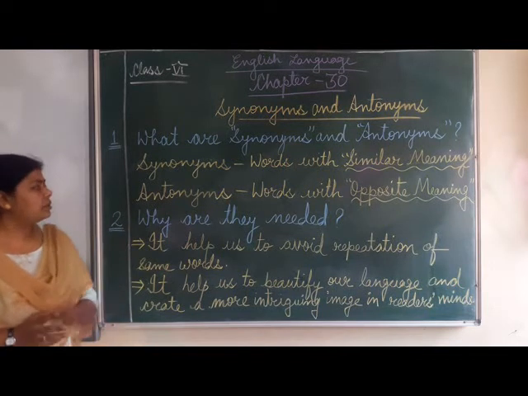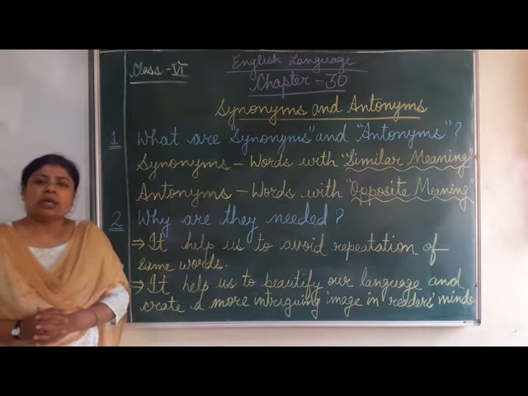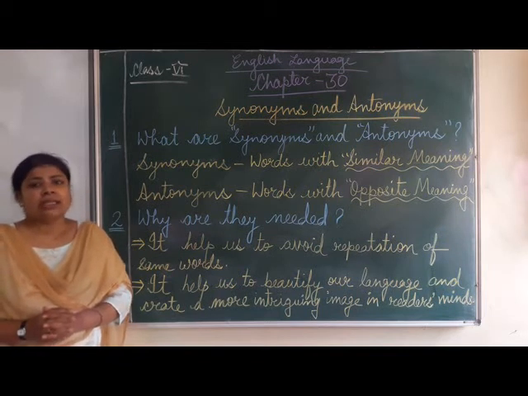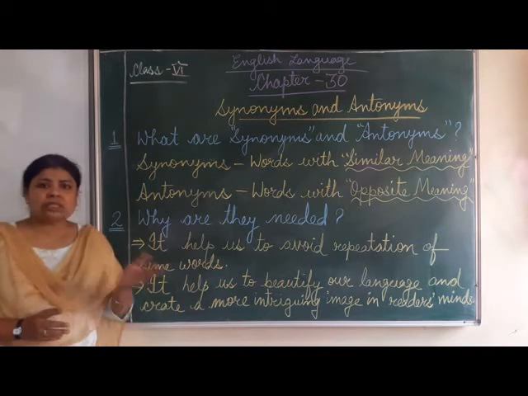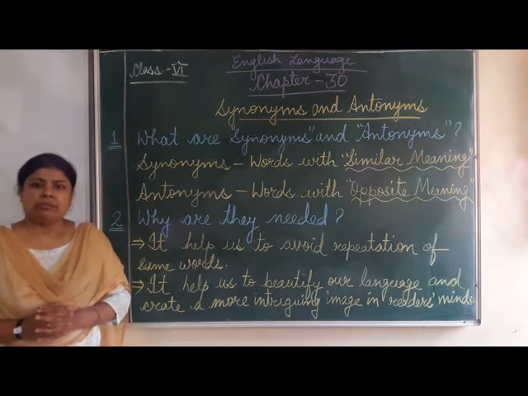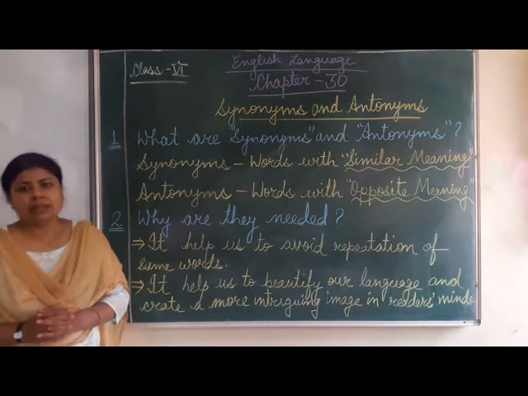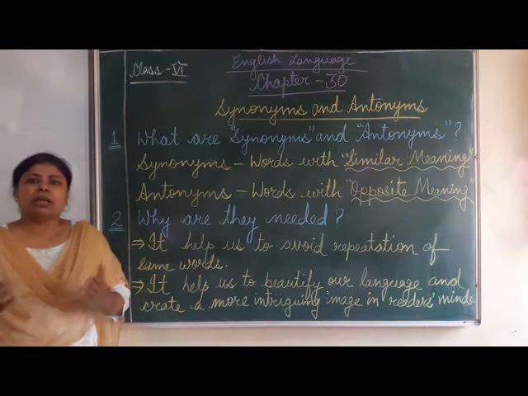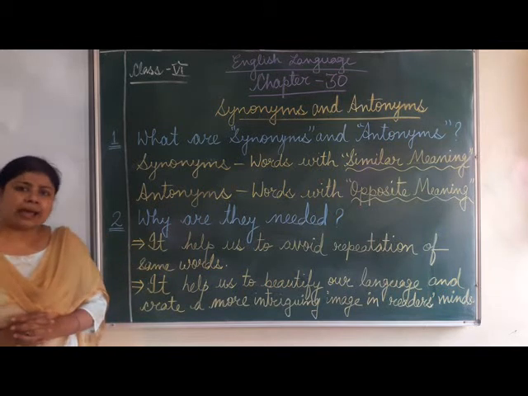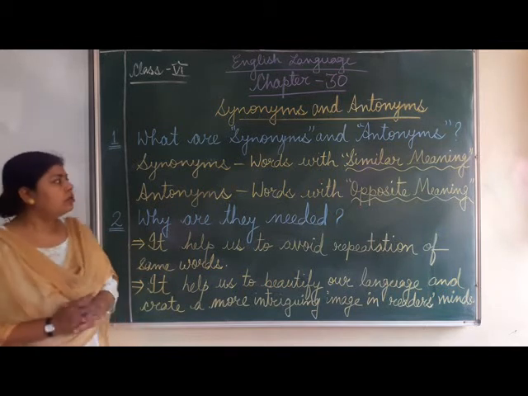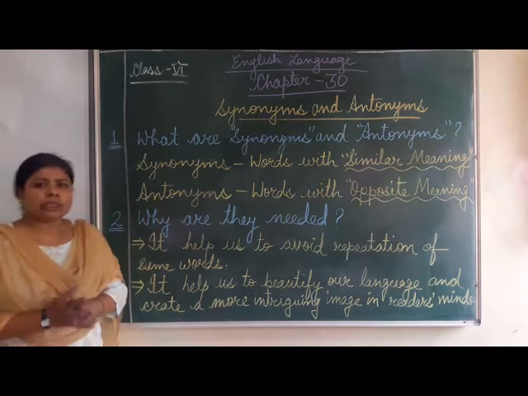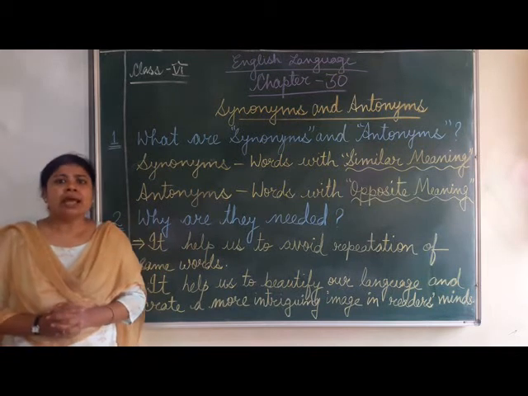Now comes the antonyms. Again, antonyms are the words that are opposite in meaning. For example, good is the opposite of bad. So the opposite words are only known as antonyms. So here we are having two terms, synonyms and antonyms.